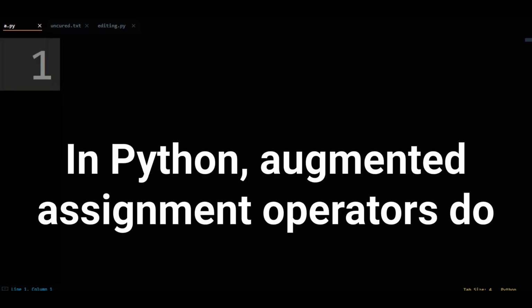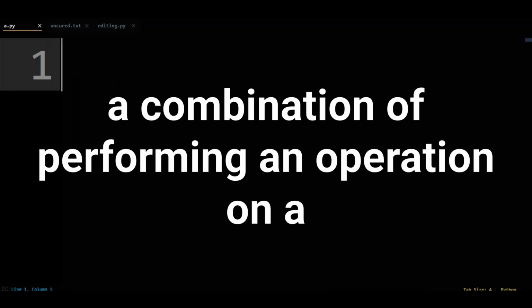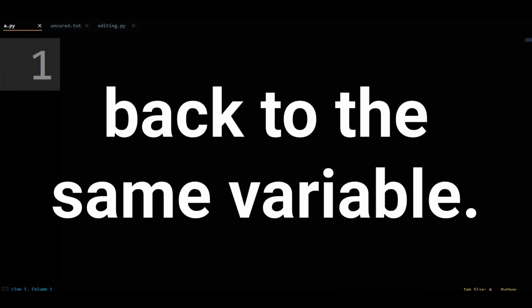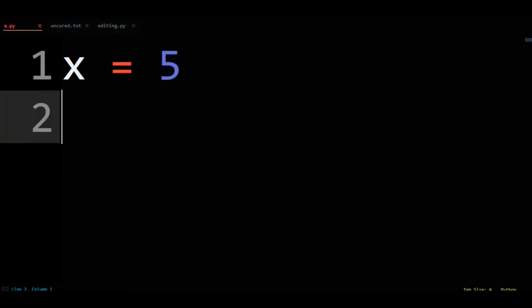In Python, augmented assignment operators do a combination of performing an operation on a variable and assigning said result back to the same variable. Let's do 2 examples to illustrate the 2 main ones. x equals 5. Let's say we wanted to add 1 to x. We could do x equals x plus 1. This is completely valid code and nothing is wrong with it. Alternatively, though, you could use an augmented assignment operator. To use the augmented assignment operator, you would rewrite this line as x plus equals 1. You'd read this line as add 1 to x and assign the result back to x.